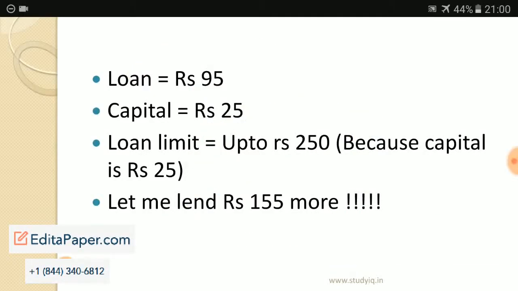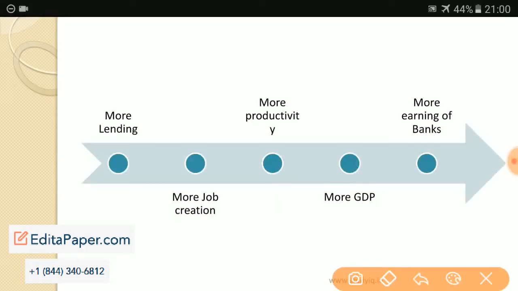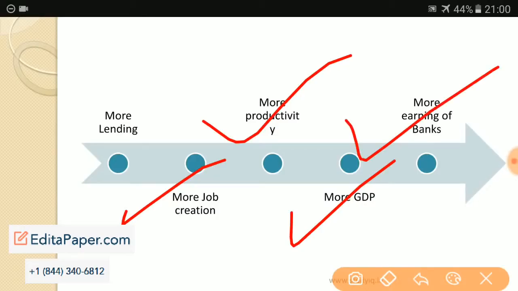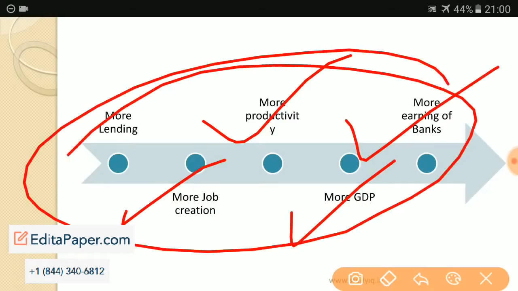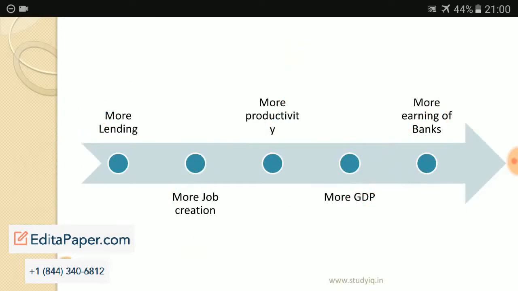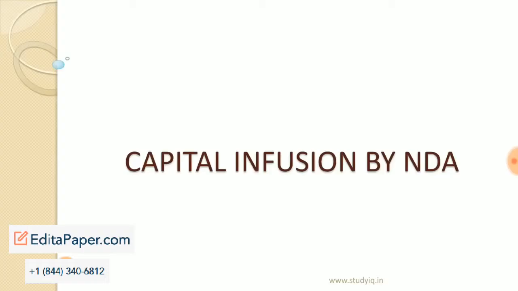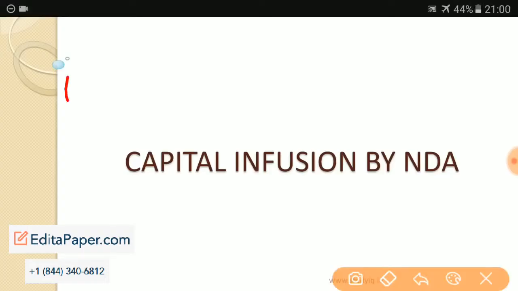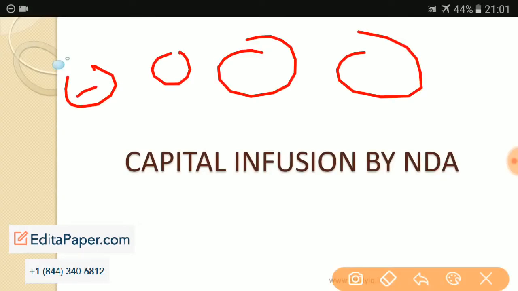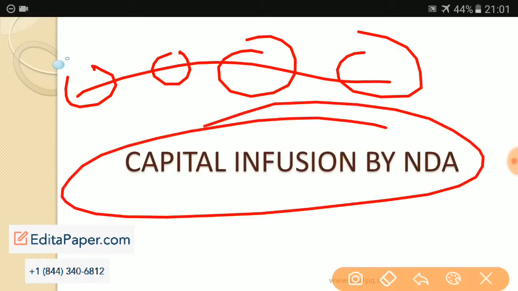More loans basically means more job creation, more productivity, more GDP, and more earning for the banks. So that would be good for the macroeconomic situation of the country. And so we saw how capital infusion into the banks actually solves the twin problem of the NPA resolution as well as the growth problem. Till now we have seen smaller dots, and now it is time to connect all those dots. We would connect all the concepts that we have seen, and we would see the actual provisions that have been announced by the government of India as a part of the recapitalization plan of the public sector banks.